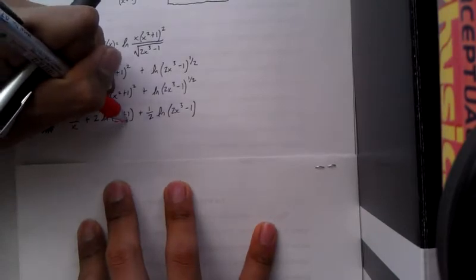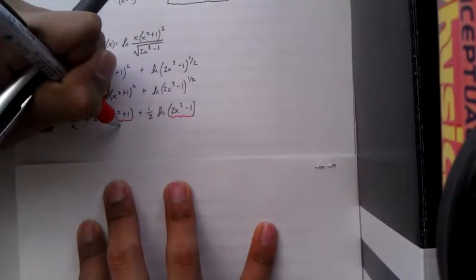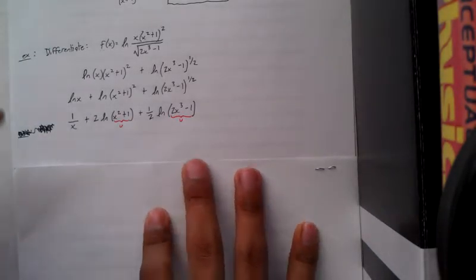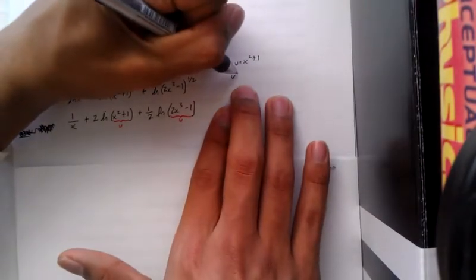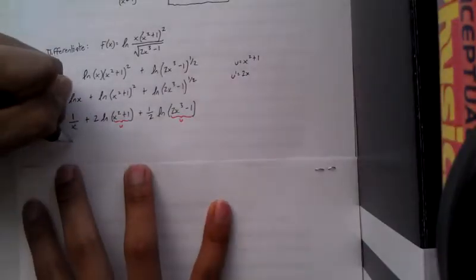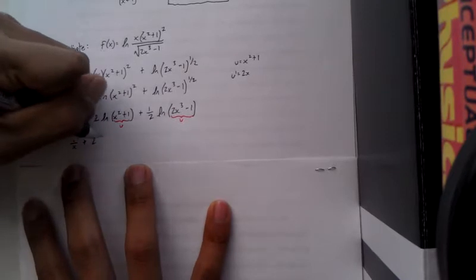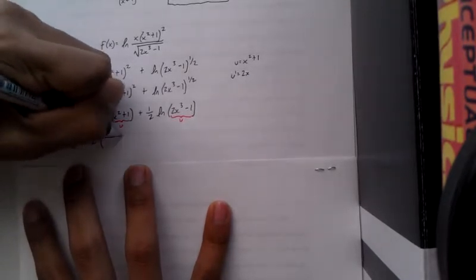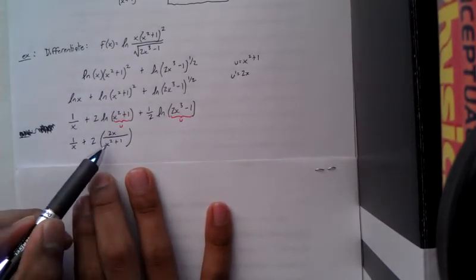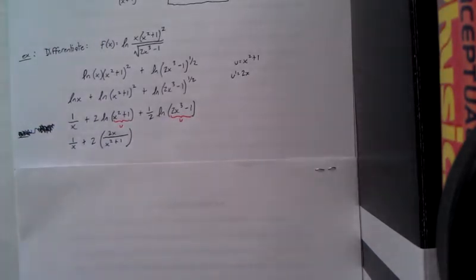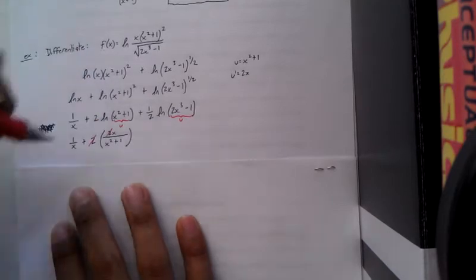Now we're going to treat this right here and this right here both as a u, which means that we're going to have to do some u substitutions. We'll work with the first one right here. So if u equals x squared plus 1, then u prime is going to equal 2x. So we've got 1 over x plus 2 times 2x over x squared plus 1. This is my u prime. This is my u. These 2's can cancel out.